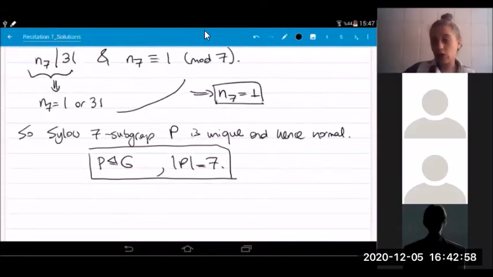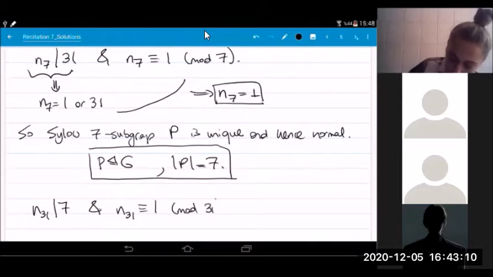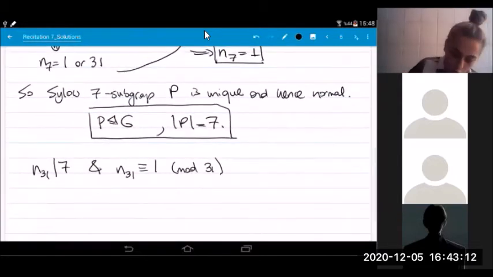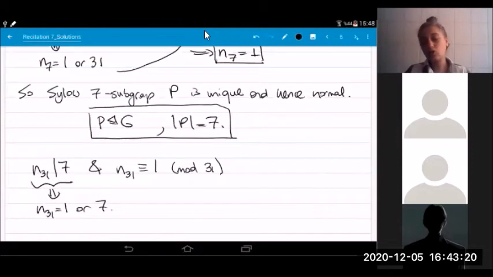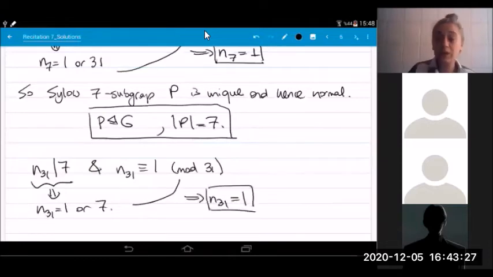Similarly, consider the Sylow 31 subgroup. N31 has to divide 7, and N31 has to be 1 modulo 31. So from here, we have two possibilities again: 1 or 7, but it has to be 1 modulo 31. Combining these two, N31 has to be equal to 1. This means that we also have the Sylow 31 subgroup as a normal subgroup of G.